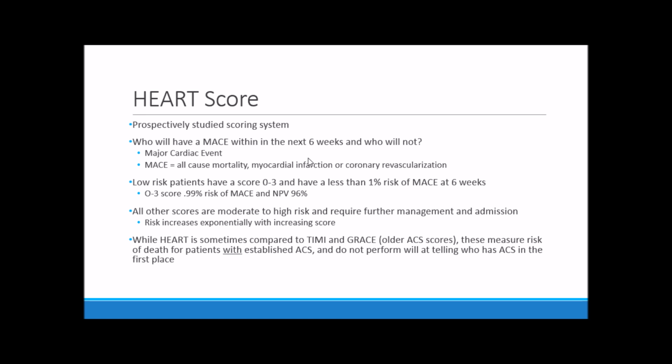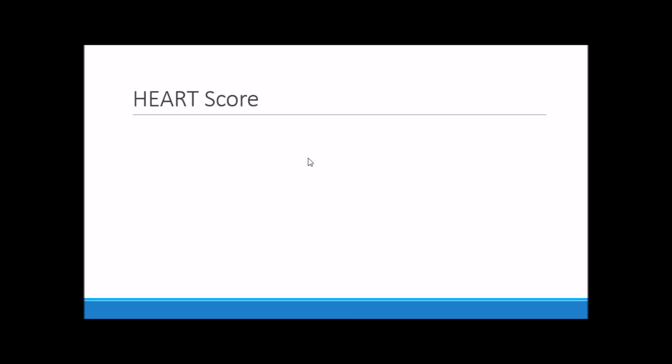While the HEART score is sometimes compared to TIMI and GRACE, okay, TIMI and GRACE measure risk of death in patients with established ACS. They don't perform well at telling who has ACS in the first place. That's not what they were designed to do. They're designed to say, my patient's got ACS. How bad are they going to do? TIMI is designed to go, I don't know if my patient's got ACS. How bad are they going to do? So these are kind of two different things, okay?